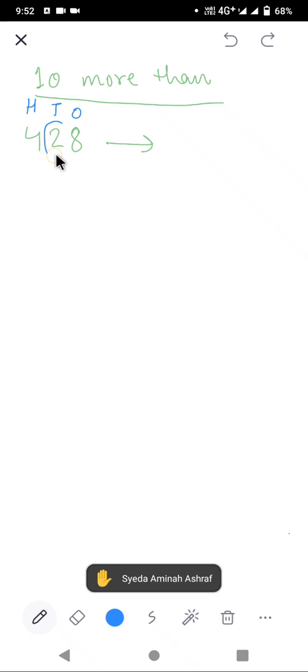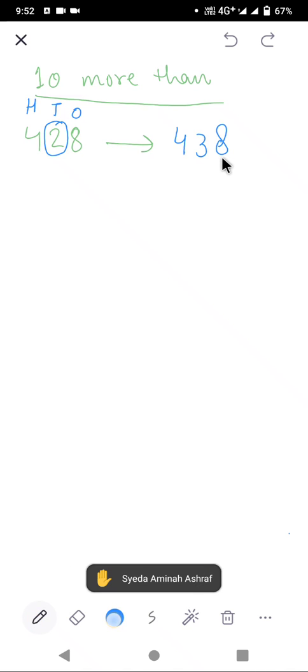In this we'll add 1. If you add 1 to 2, you will get 3. 2 plus 1 is 3. So 4 will remain the same, this will be 3, and the ones place will also be the same. So 10 more than 428 will be 438.